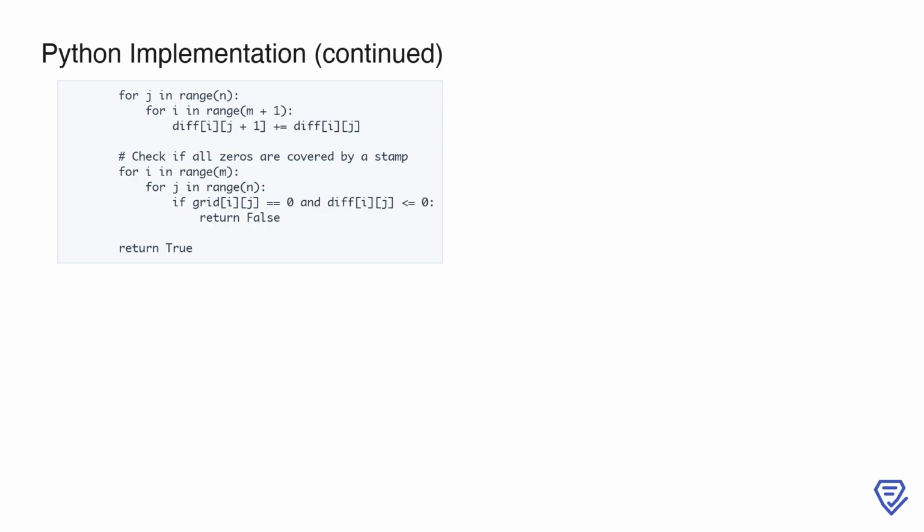Once this propagation is complete, we check if all zeros in the grid are covered by stamps. This is done by iterating through each cell in the grid. If a cell contains a 0 and the corresponding value in the diff matrix is less than or equal to 0, that means the cell is not covered by any stamp, and we return false. If we successfully iterate through the entire grid without finding any uncovered zeros, we return true, indicating that it is indeed possible to cover all zeros in the grid with the given stamp dimensions. This approach ensures the solution is both efficient and easy to understand by leveraging the diff matrix to handle stamp coverage calculations in a streamlined manner.